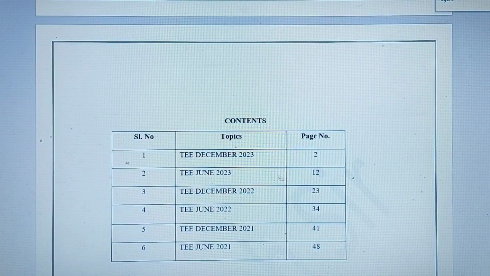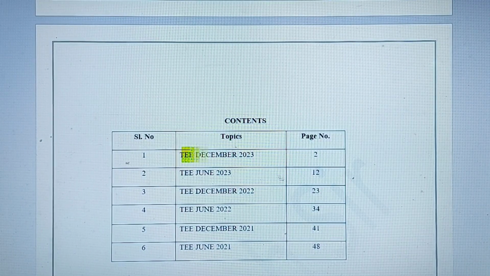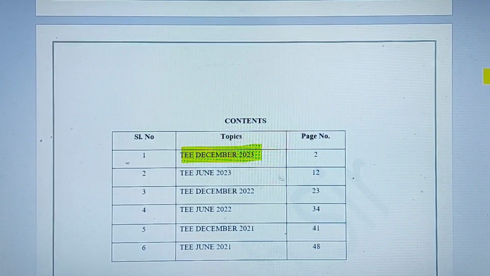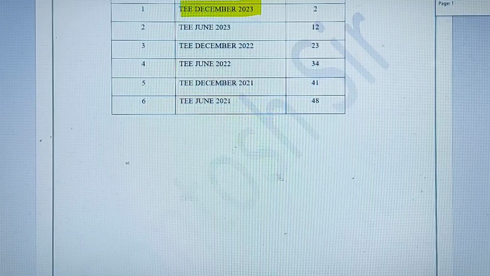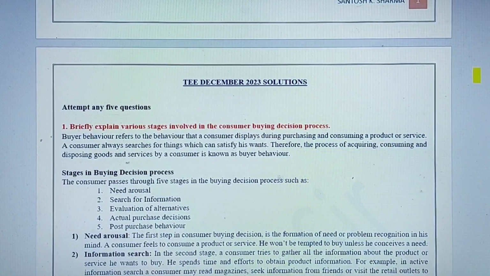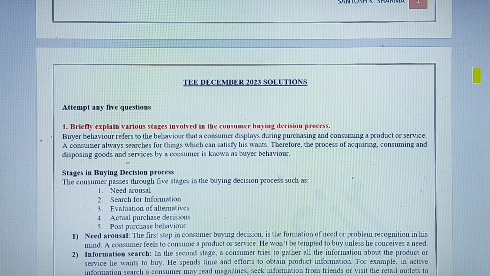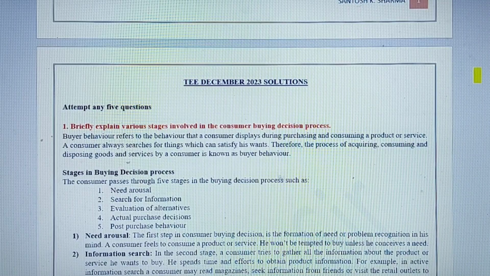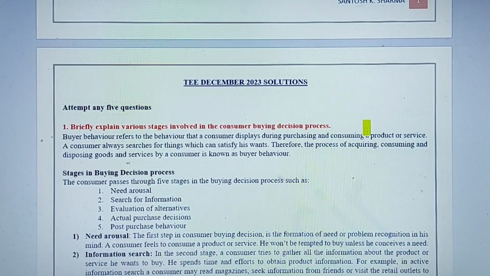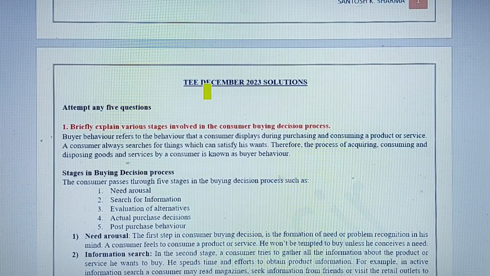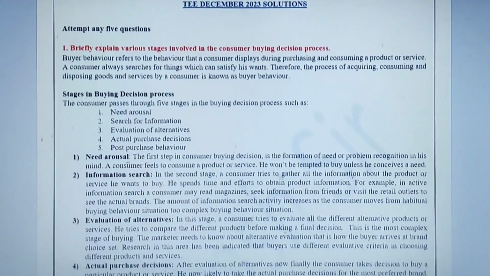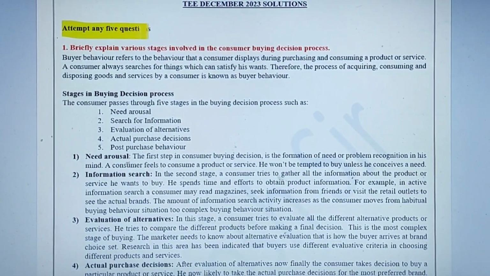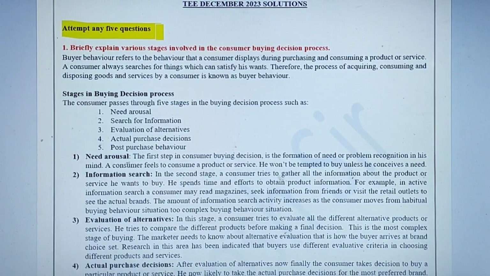And in this particular video we'll be solving the December 23 exam solution, and I'm damn sure you will get a lot of support and help by solving all these three years question papers. So let's start with December 2023 solutions, and let's see the first question. You have to attempt any 5 questions out of 9 questions, and each question carries 20 marks.